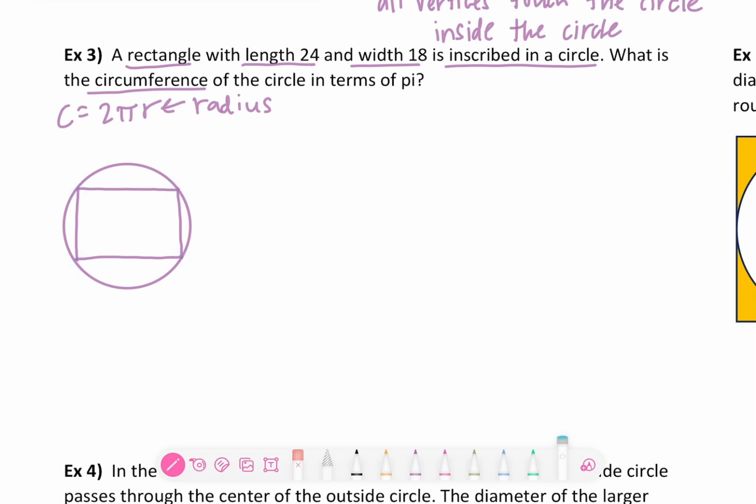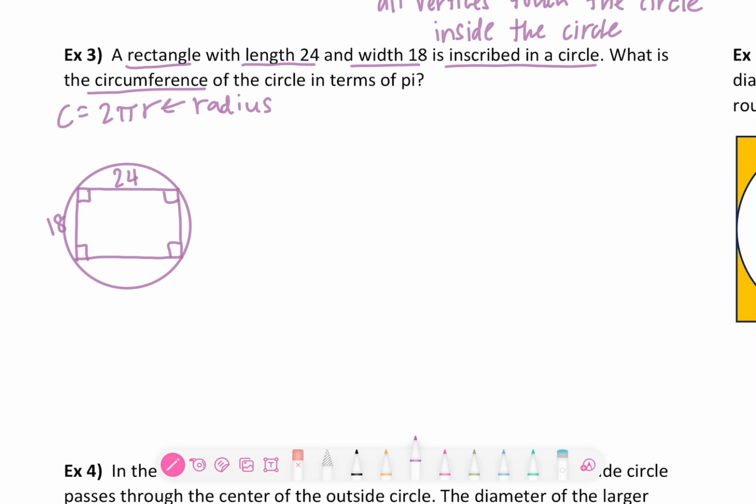Okay, now what do we know about rectangles? Well, hopefully you remember that rectangles have opposite sides that are the same, and they have all of these right angles. Okay, rectangles and squares are the only shapes that have right angles inside like that. And the only time you can do what we're about to do is when it is a rectangle or a square. Okay, so let's add our 18 and our 24.